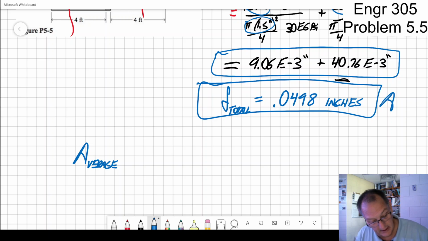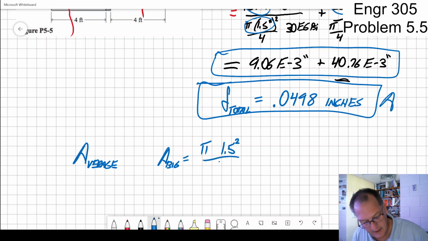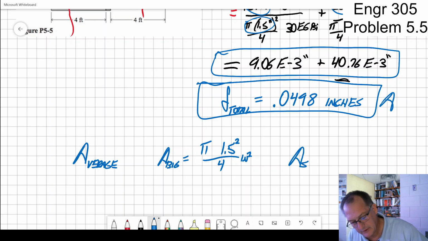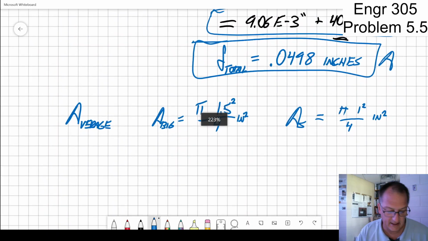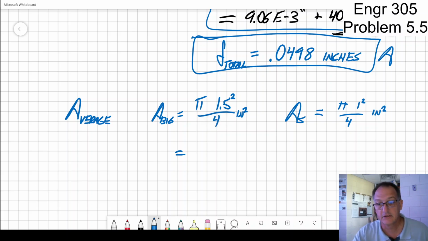Well, if I go back to some of the back-of-the-envelope calculations that I did above, I have to redo it. The area of the big is equal to pi times 1.5 squared divided by 4 inches squared. Area of the small is equal to pi times 1 over 4. Oh, the 1 is squared. That makes a difference. Inches squared. So let's do that calculation.